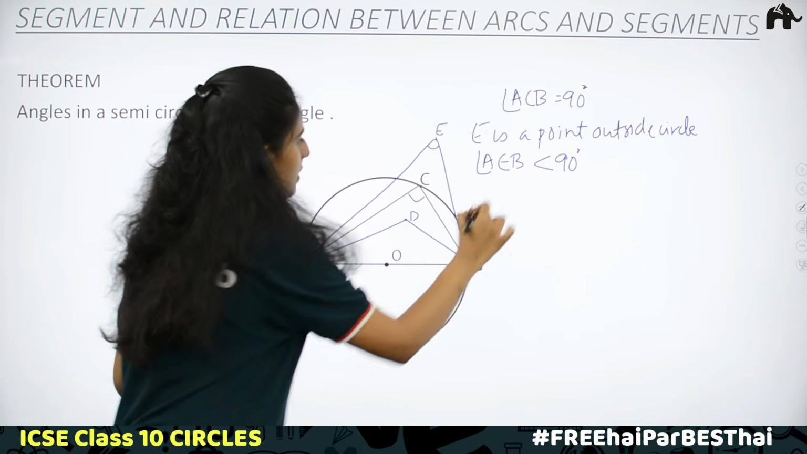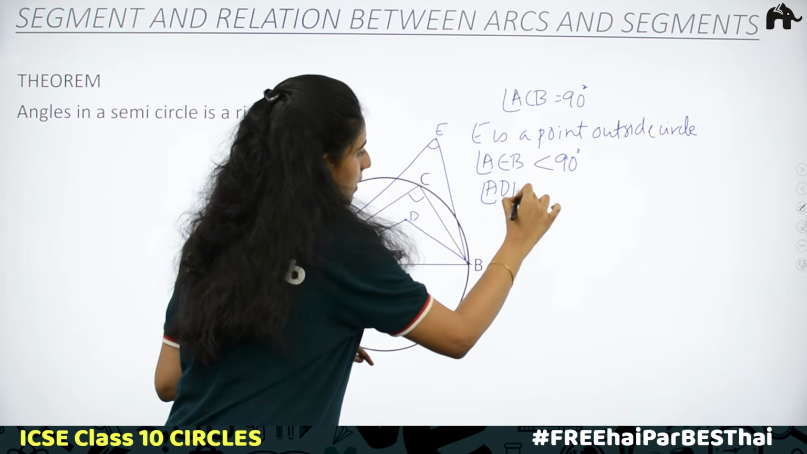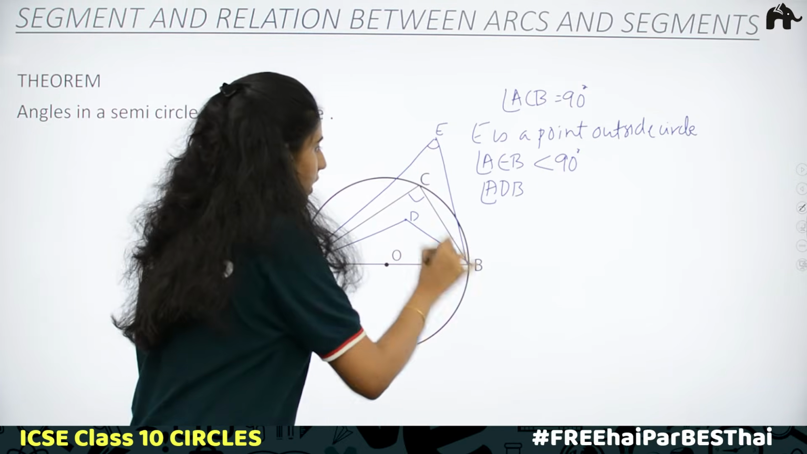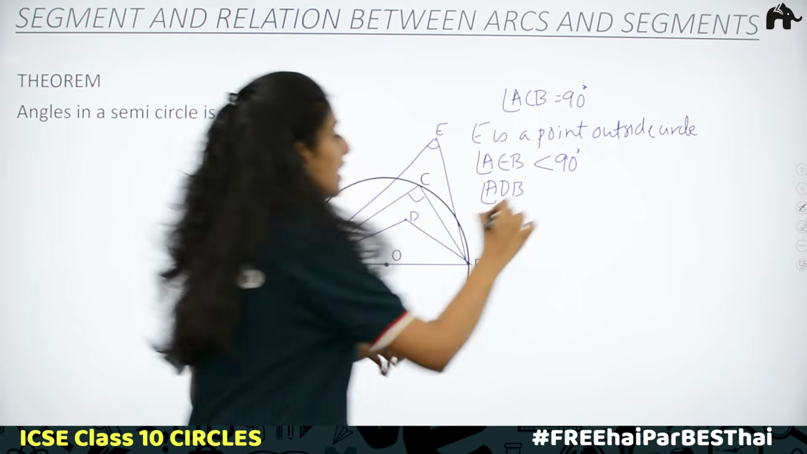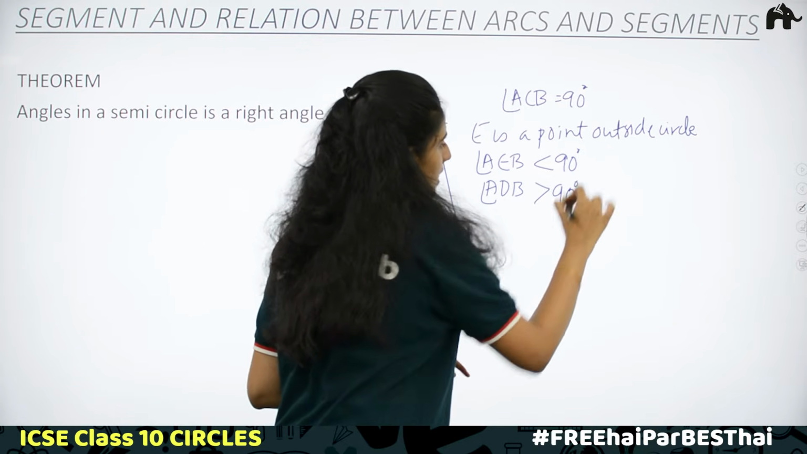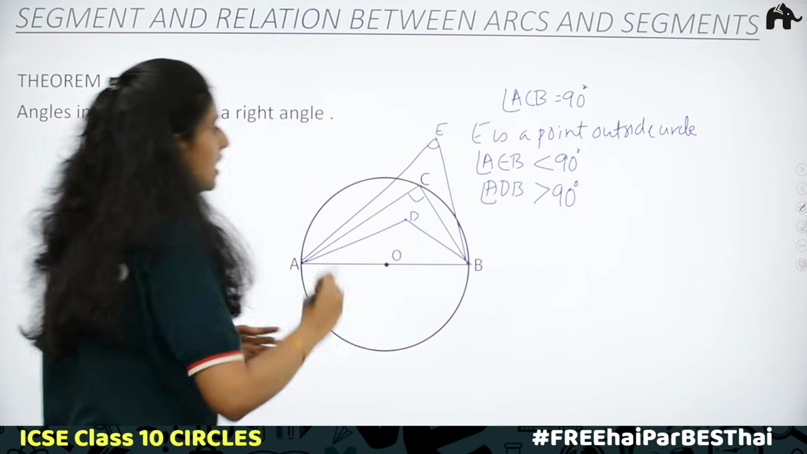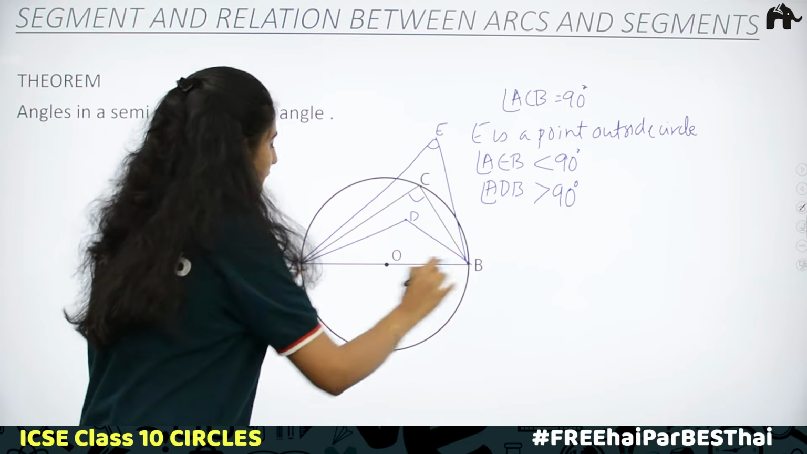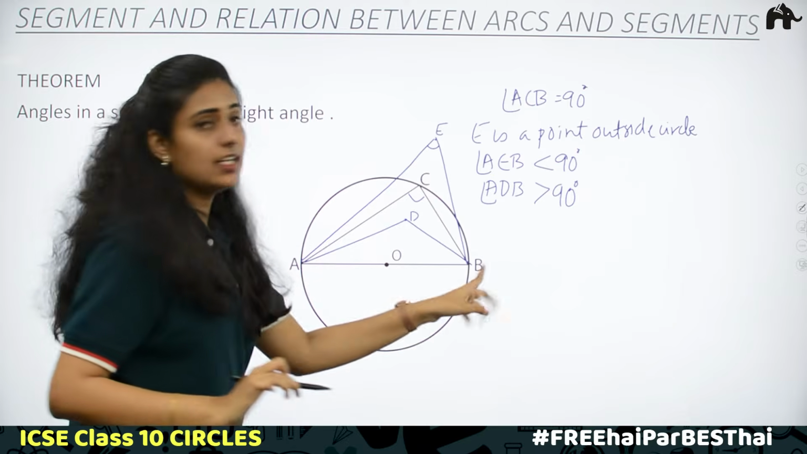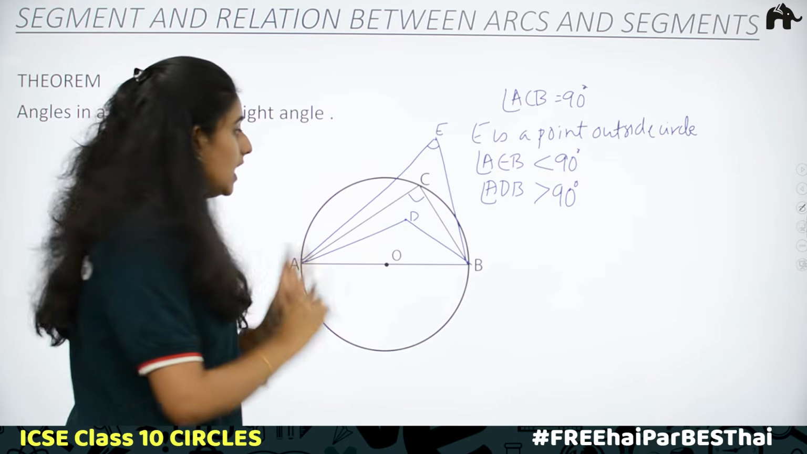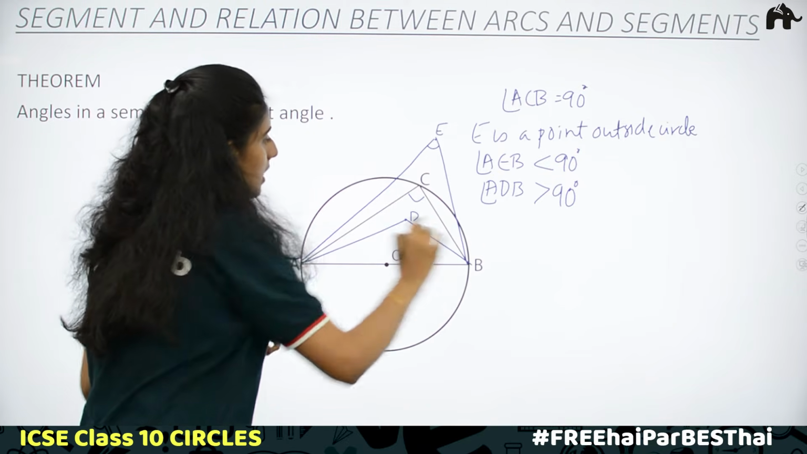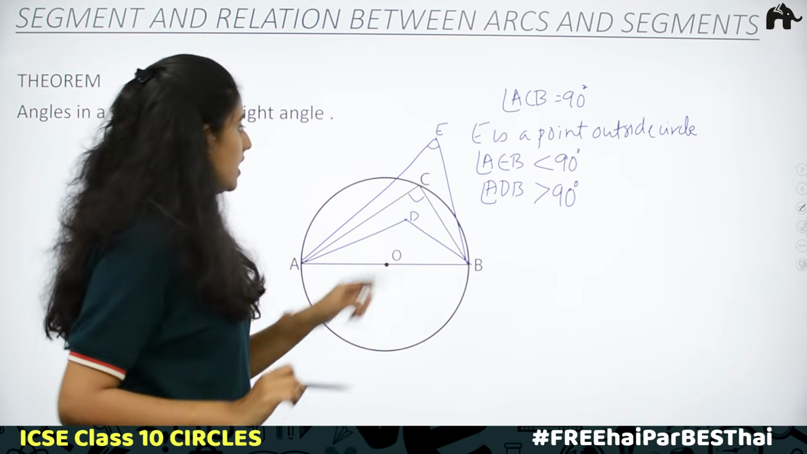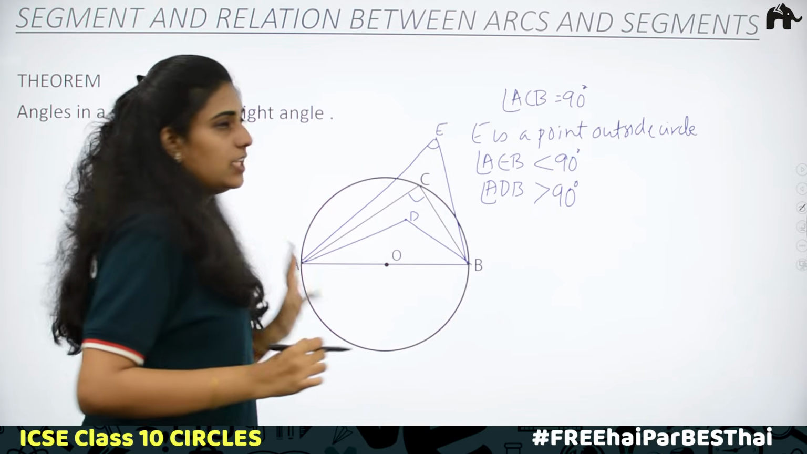What about ADB? Angle ADB. D is a point which lies inside the circle. What is the measure of ADB? ADB will be greater than 90 degree. Okay. So, when you consider points outside the circle and inside the circle and find the angles formed by the same diameter AB, then the measure of AEB will be less than 90 degree and ADB will be greater than 90 degree.